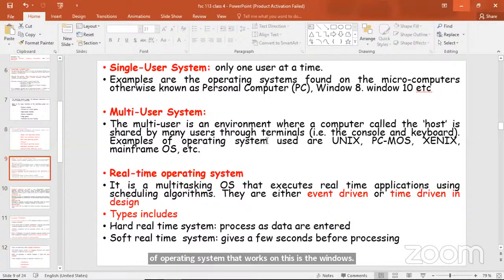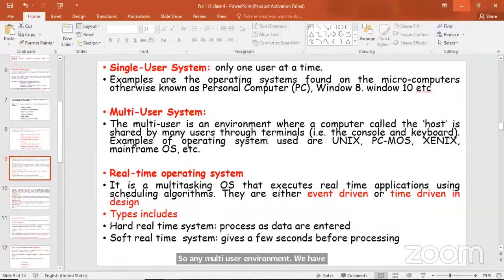So multi-user system, operating system. Now the multi-user is an environment where a computer called the host. Now, you know, if you want to do party, there's somebody who invites every other person, right? That person is called the host. So in a multi-user environment, we have the host, right?